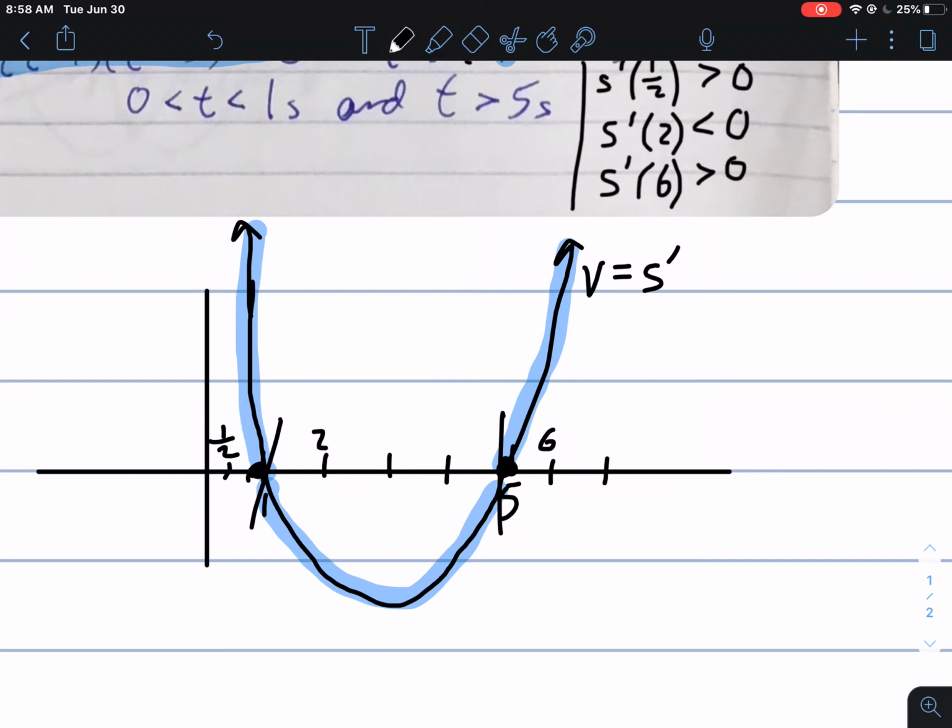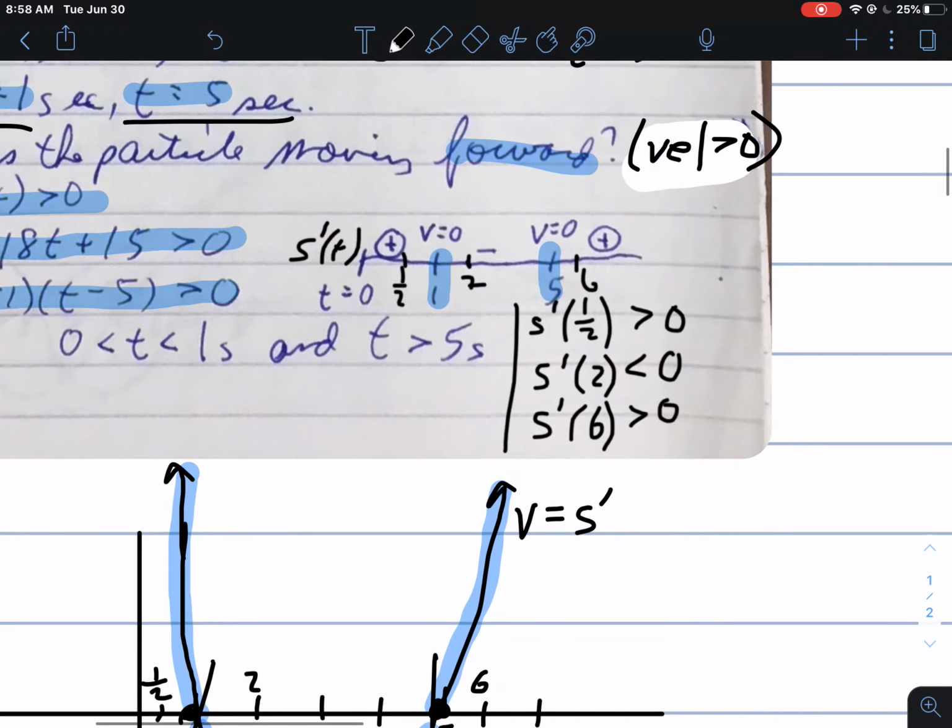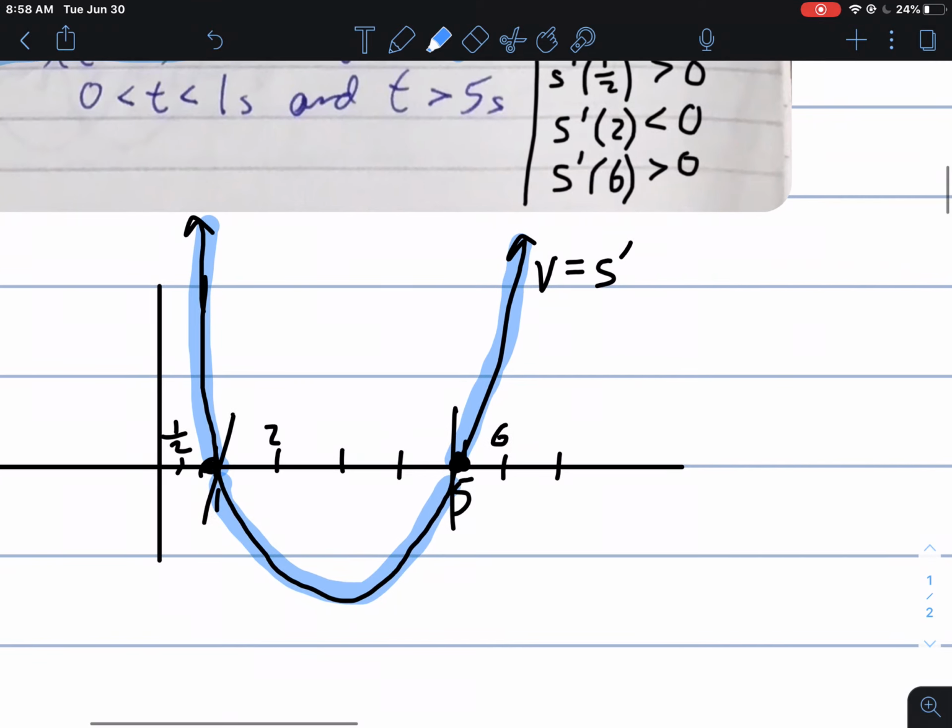So what we do is, once you set up your test strip, locate those values where the function is equal to 0, in this case it's our velocity, and then I'll just choose a test point out of each of those intervals. You can pick any number between 0 and 1. Now, starting at 0, because remember, t is time in seconds, right? So t is the number of seconds after we start observing the motion of our particle. So by default, we want to start at 0.